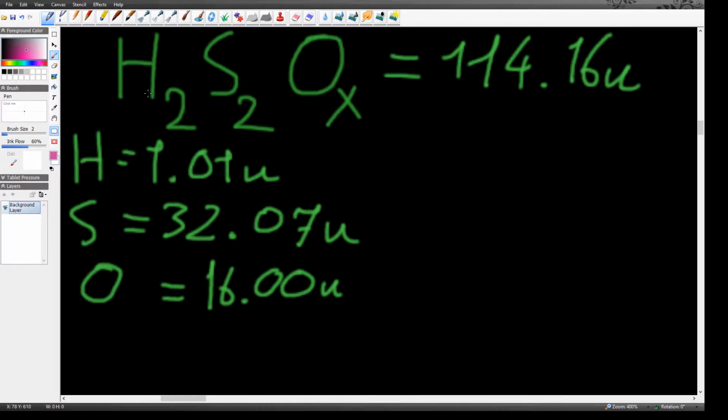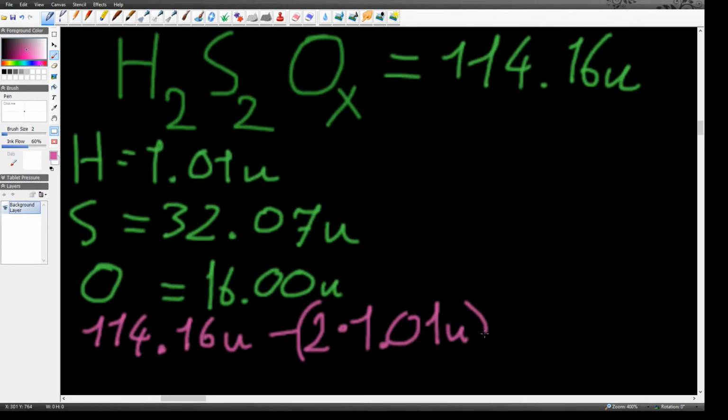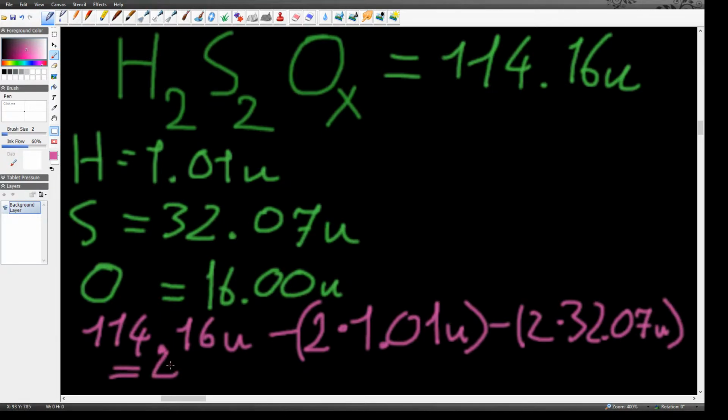We know that the molecular mass of this compound containing 2 hydrogens, 2 sulfurs, and some amount of oxygens is 114.16 units. We know that the atomic mass of hydrogen is 1.01 units, the atomic mass of sulfur is 32.07 units, and the atomic mass of oxygen is still 16.00 units. So what can we do? Well, I can take away the hydrogens and sulfurs that I know, and I'll just be left with the total mass of the oxygens, right? So I could take my 114.16 units, take away 2 times the hydrogens, so that's 1.01 units, and take away 2 times my sulfurs, which is 32.07 units. And what I'll hopefully be left with is something like 48 units.